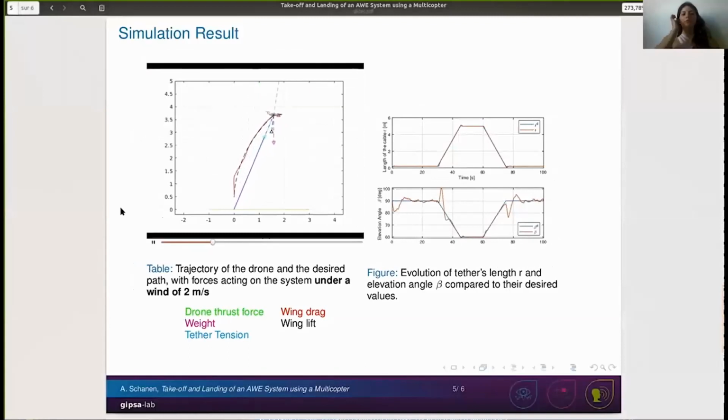The system follows the desired trajectory well, even if there are some oscillations due to the wind. We can also look at the evolution of the tether length R and the elevation angle beta and see that the results are quite satisfying. And those 2 figures show that the controller allows takeoff and landing in this scenario.